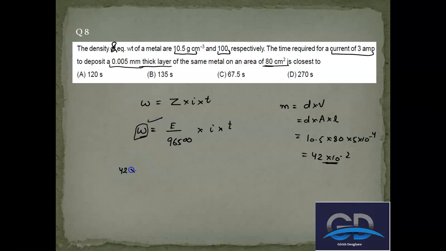So we have 42 into 10 raised to power minus 2 is equal to 100 upon 96500 into I, which is current, 3, into time T. So on solving, T is equal to 135 second. So for this question, answer is B.